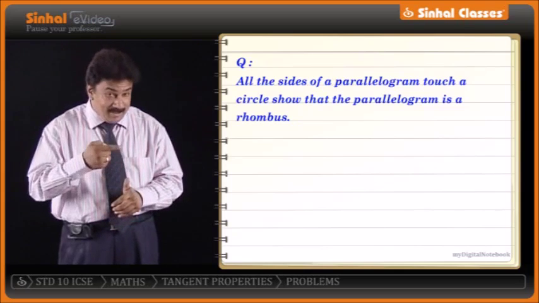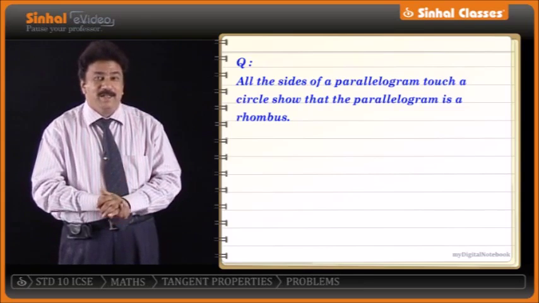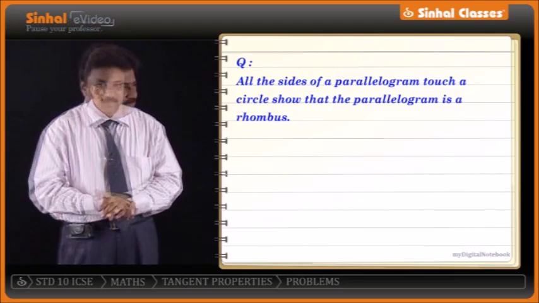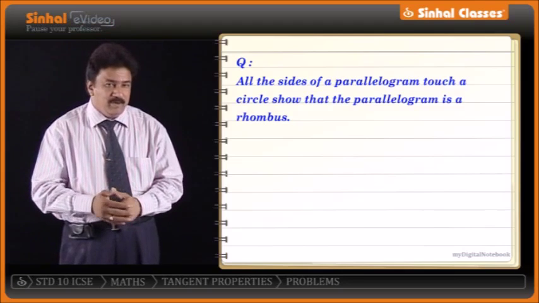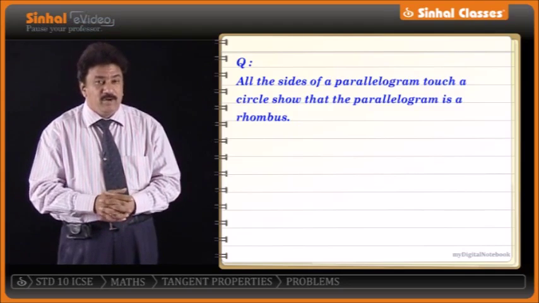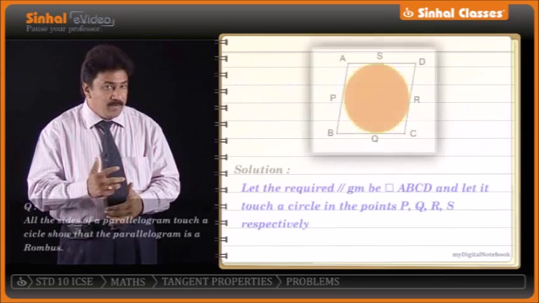Yes, if the circle is touching all the sides of a parallelogram, we have to prove that the parallelogram is nothing but a rhombus. Now there is no figure given to you, so it's basically all assumption. We have to think about a parallelogram and a circle touching all four sides of the parallelogram. So to start with, what do we go for?